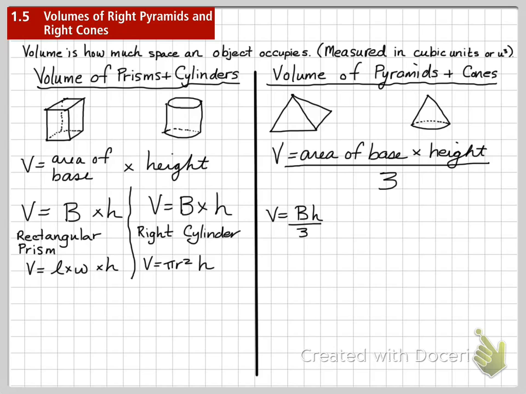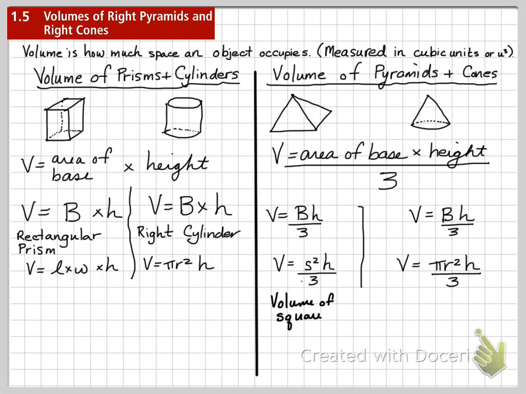So the volume for the first one, which is a square pyramid, would be s squared times h divided by 3. And the volume of a cone would be the area of the base times the height, which is pi r squared times the height divided by 3. And again, the first one is for a square pyramid, and the second one was for the right cone.